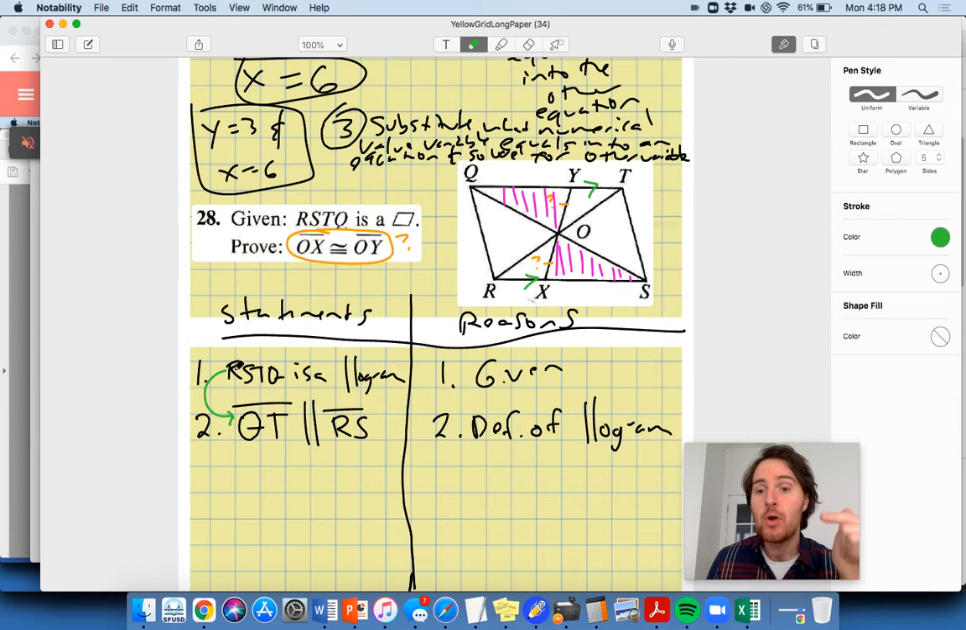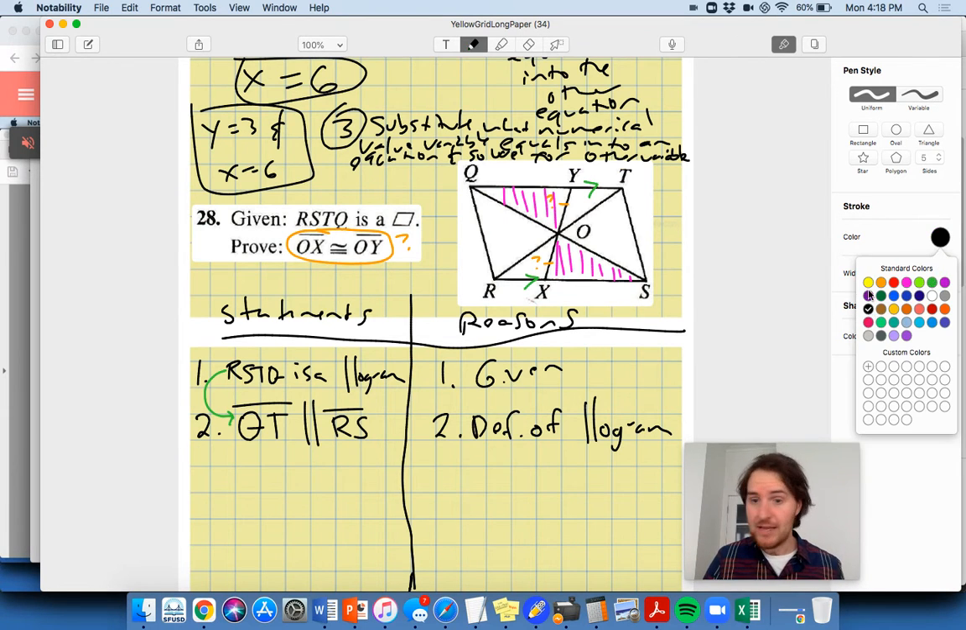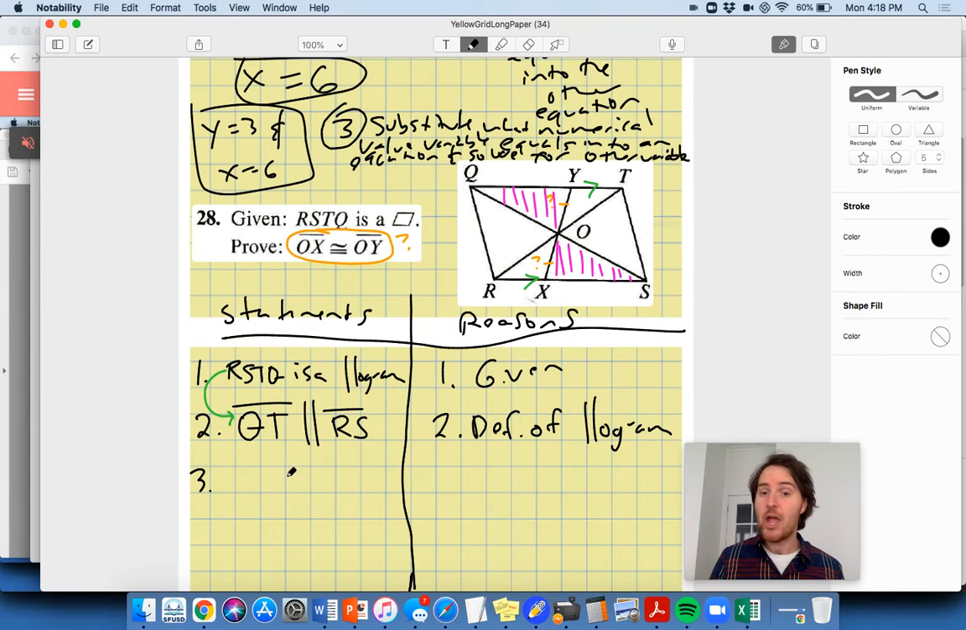Now, proofs can be thought of as a long if-then statement. If RSTQ is a parallelogram, because it's a given premise, then I can say that segment QT is parallel to segment RS because that's what the definition of parallelogram tells us. If you're writing a paragraph proof, you can say that, but I also know something else because segment QT is parallel to segment RS. So it's like we start another if statement here. If segment QT is parallel to segment RS, then I'm going to know something else that's going to help me prove that triangle is congruent to that triangle.